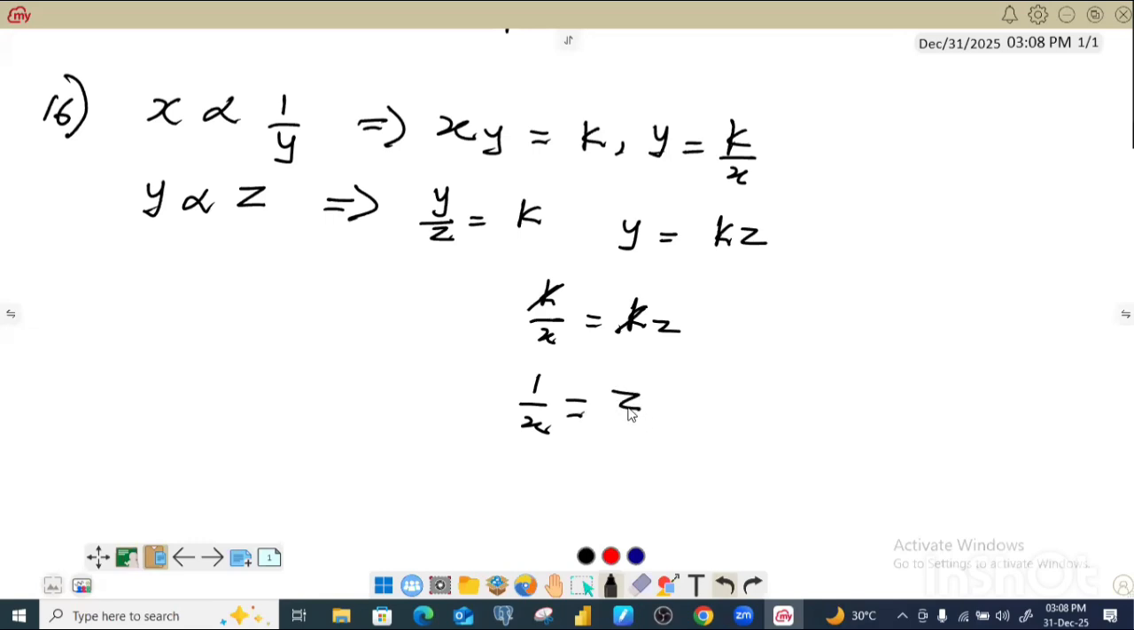Do you understand? Yes, sir. So x is inversely proportional to z according to the option. That is option what? B. Option B. Which question is next? Number 18.